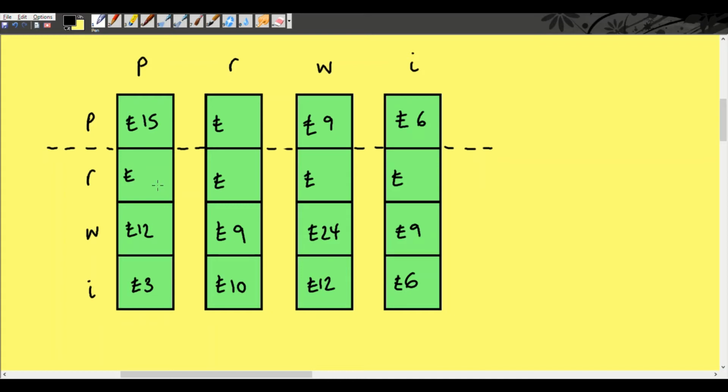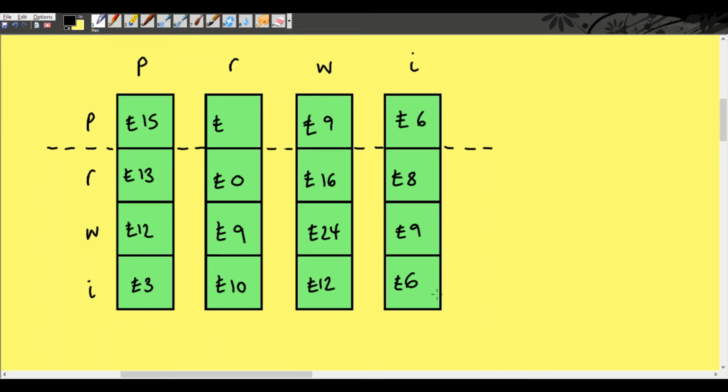So let's just make some more numbers up. Let's say they're going to charge £13 to the pig sector, they're going to charge £16 to the wheat sector, and they're going to charge £8 to the iron sector. And let's say that they're not going to charge any rent to themselves, so £0 here. But we don't yet know what's happening here, so let's leave that for a second.